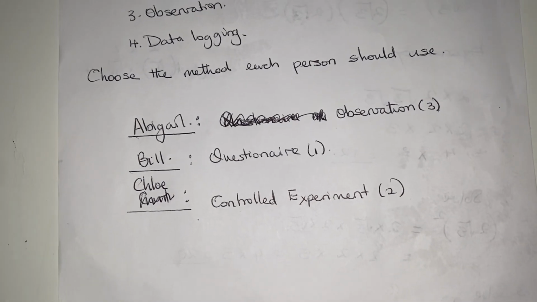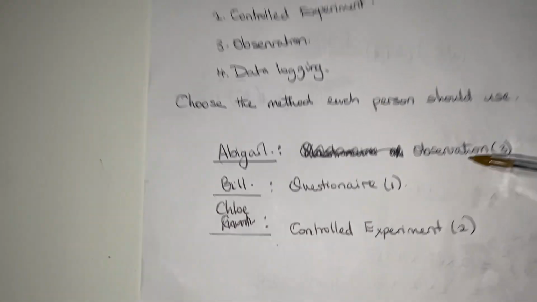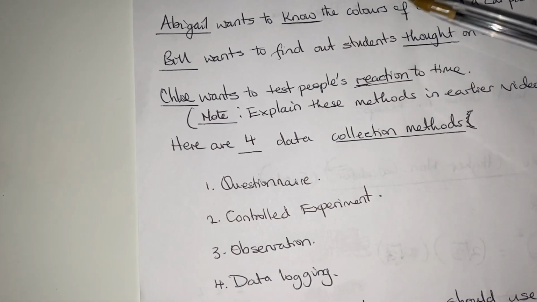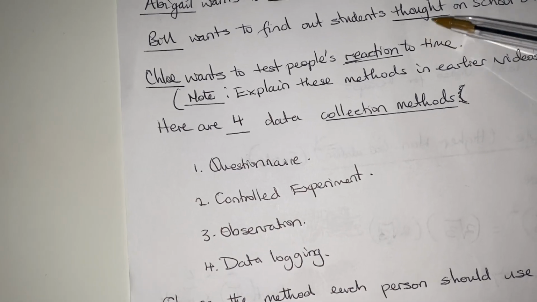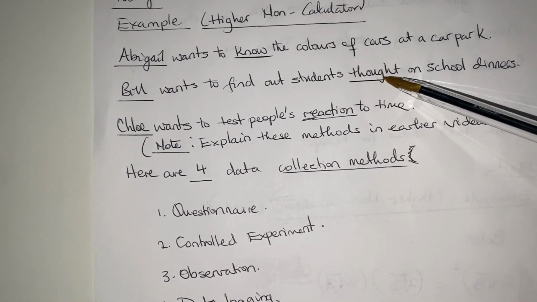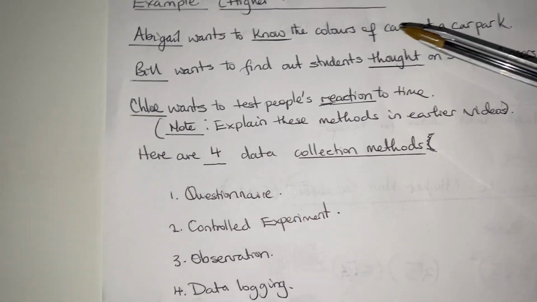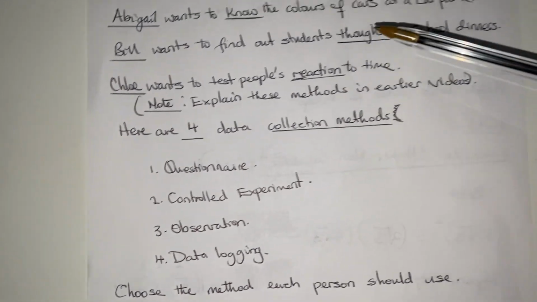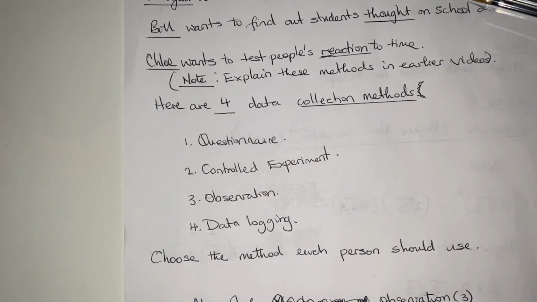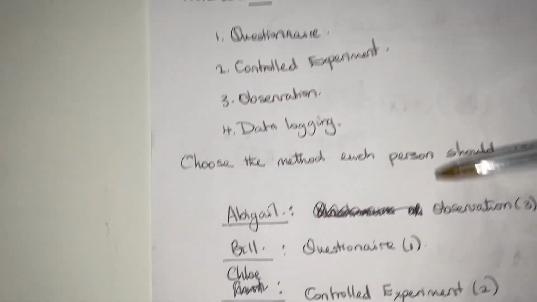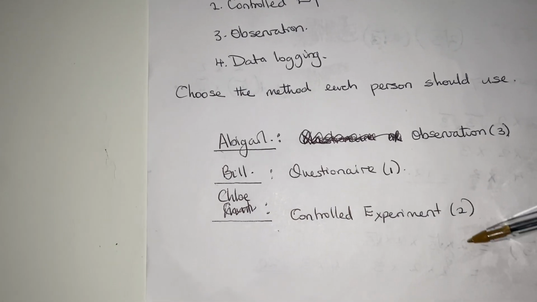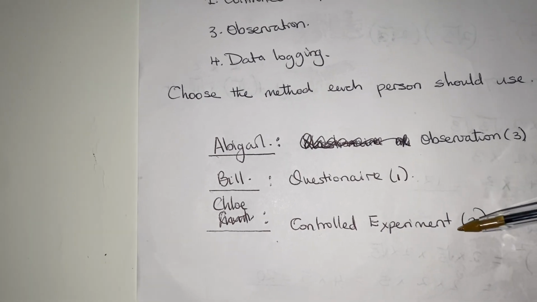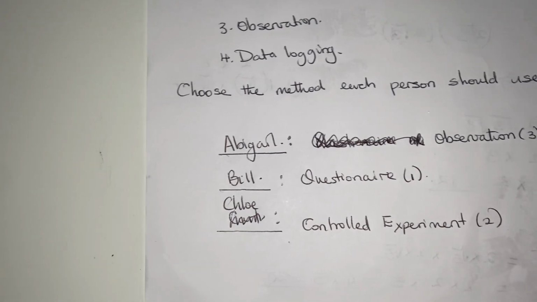If you understand all these methods, then you can adjust, because Abigail wants to know, and she is out in the open. Bill wants to find out about people's thoughts. If you ask, they might not say it in your face, but if you give them a questionnaire, they'll be free to write it out for you without their names. Chloe wants to know the reaction. So this is where the controlled experiment comes in, because people are reacting to something and you can control it and get a good result.